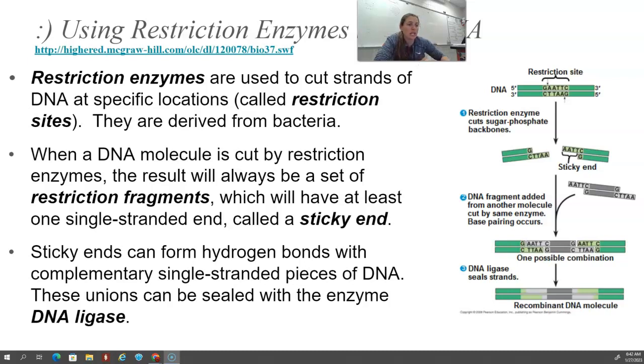And so we actually then use our ligase, which we learned about in DNA replication, to splice that bad boy back together. So restriction enzymes cut it in a specific location.